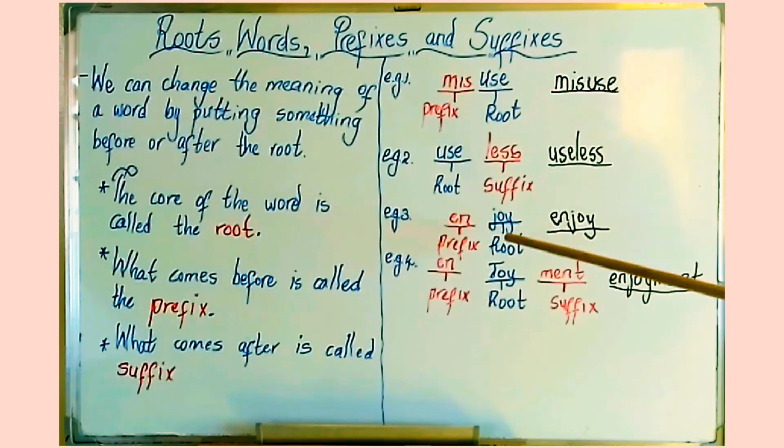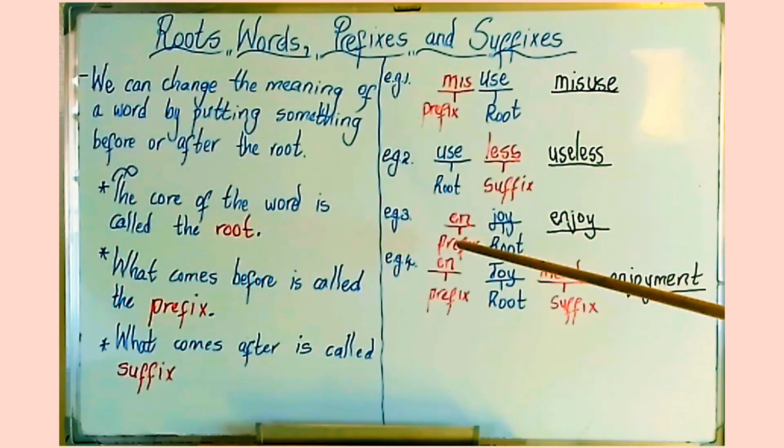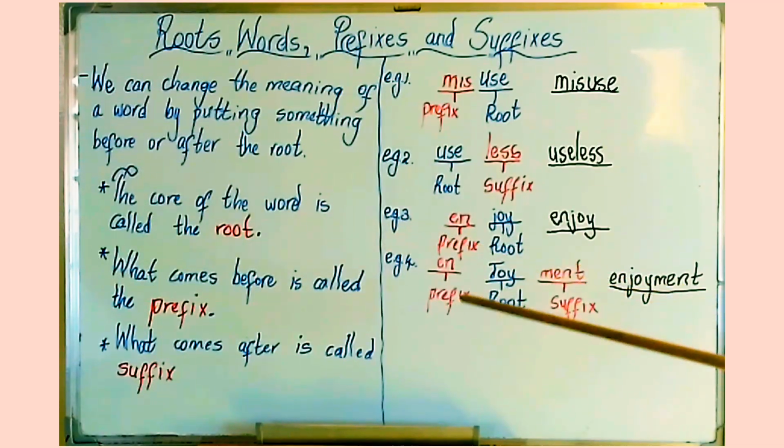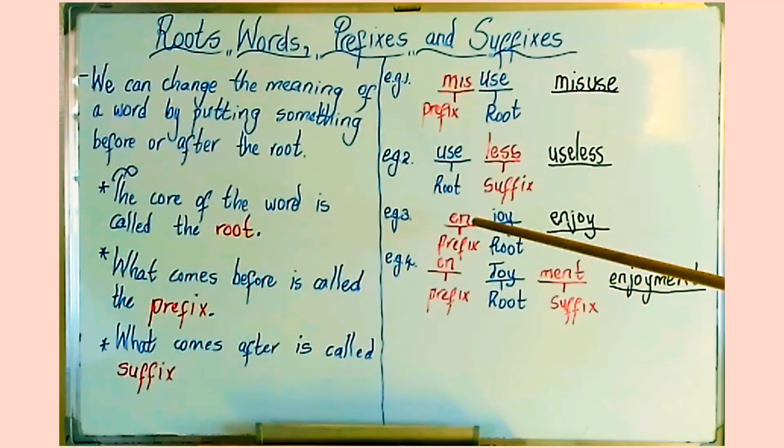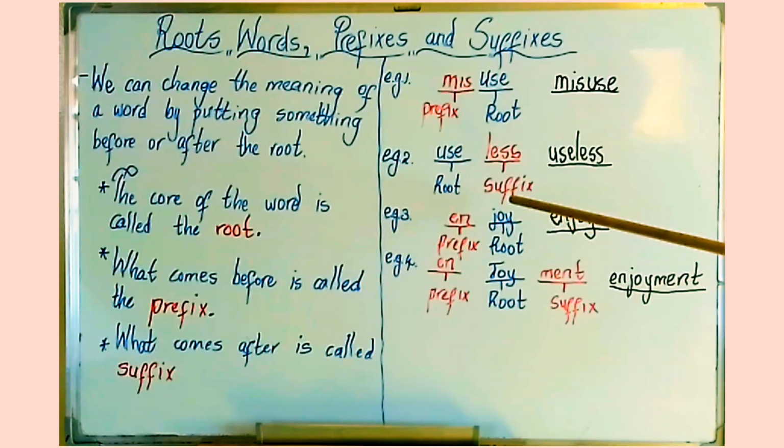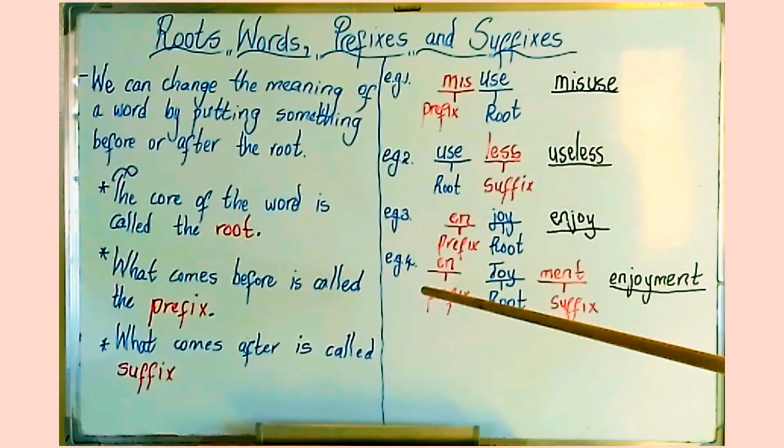We have joy, which is our root. Joy is our root, and our prefix, which we put in front of the root, we know every word we put in front of the root is a prefix. Then we have en. So when you put them together, it becomes enjoy. So enjoy and joy are two different words. They mean different things. And then we have example number 4.